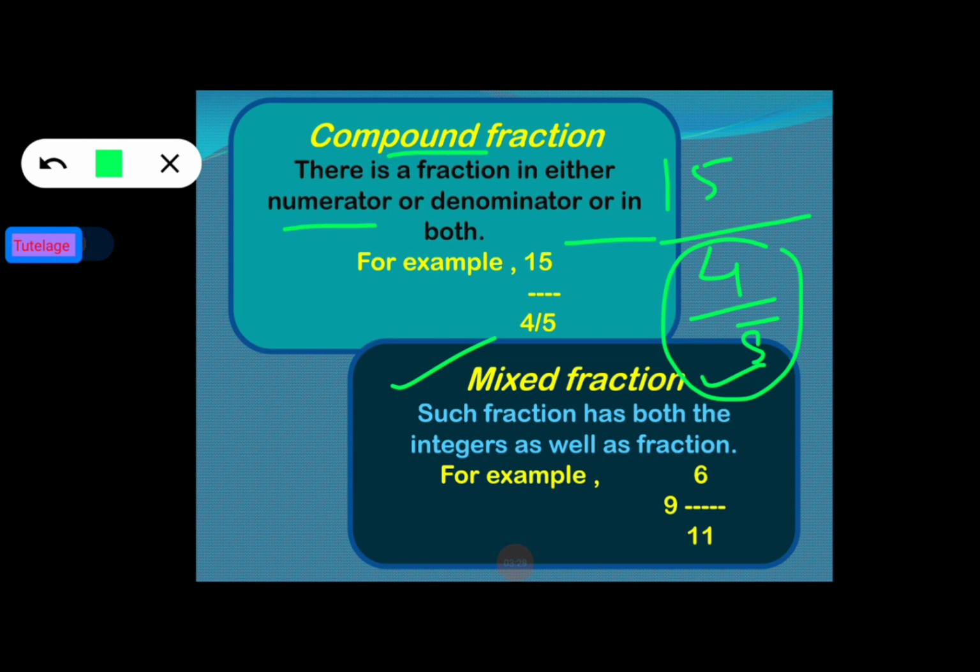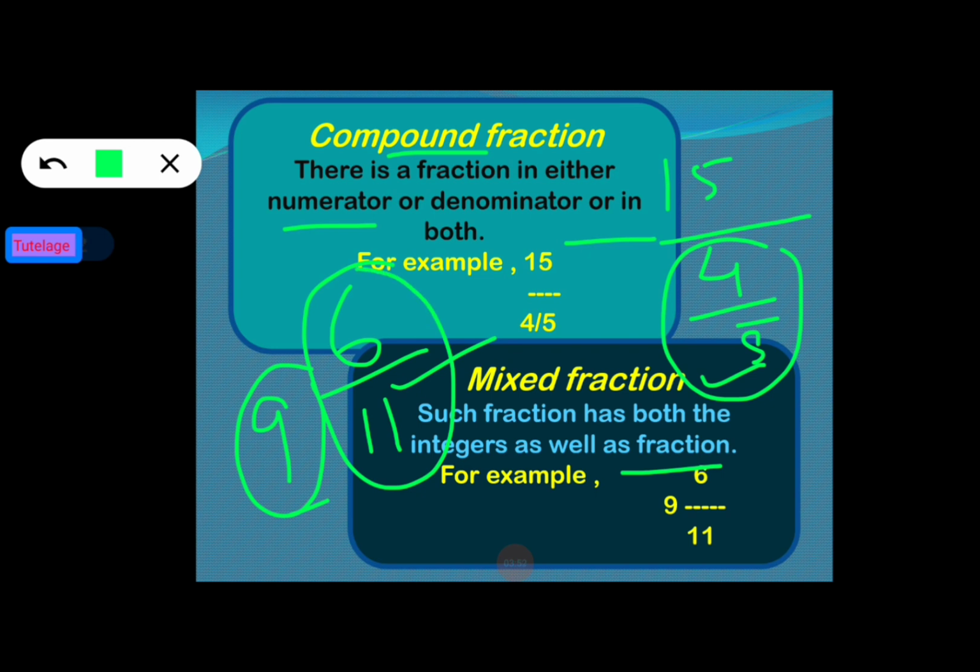So what do you mean by a mixed fraction, learner? A mixed fraction basically has both an integer as well as a fraction. So 9 is a whole number and 6 by 11 is a fraction, which is an example of the mixed fraction. Here in 6 by 11, the value of the numerator is less than the value of the denominator, so 6 by 11 is itself a proper fraction.